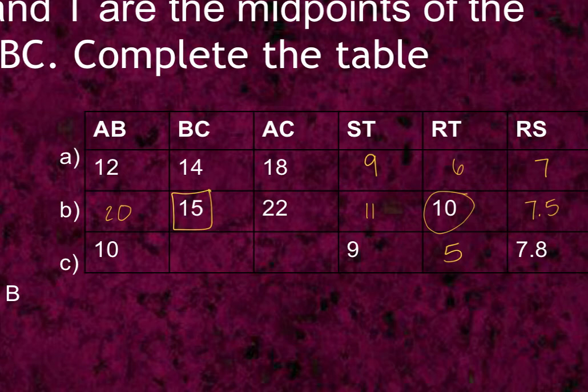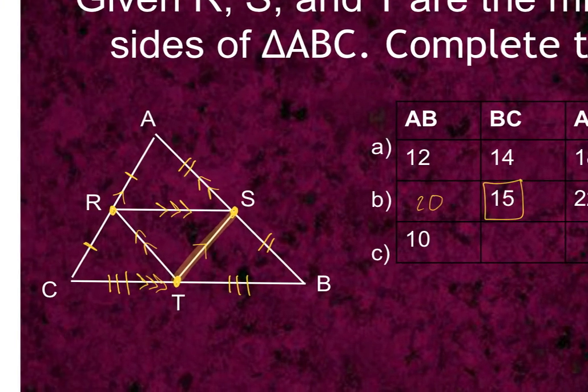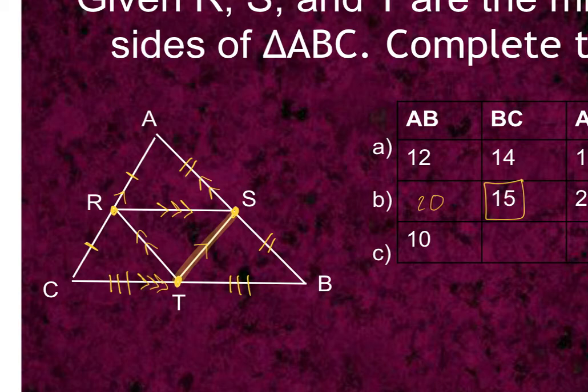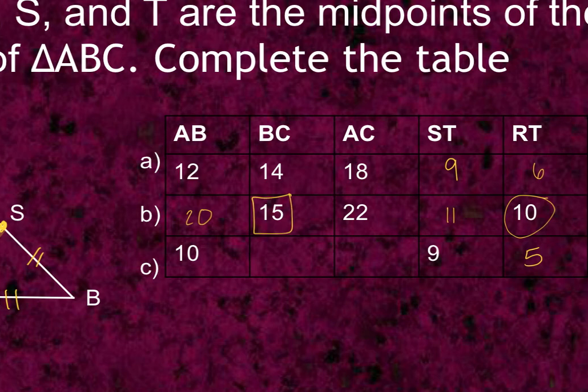ST is 9. What can we conclude from that? AC is 18, because you have to double it. Depends on which way you're going, right?